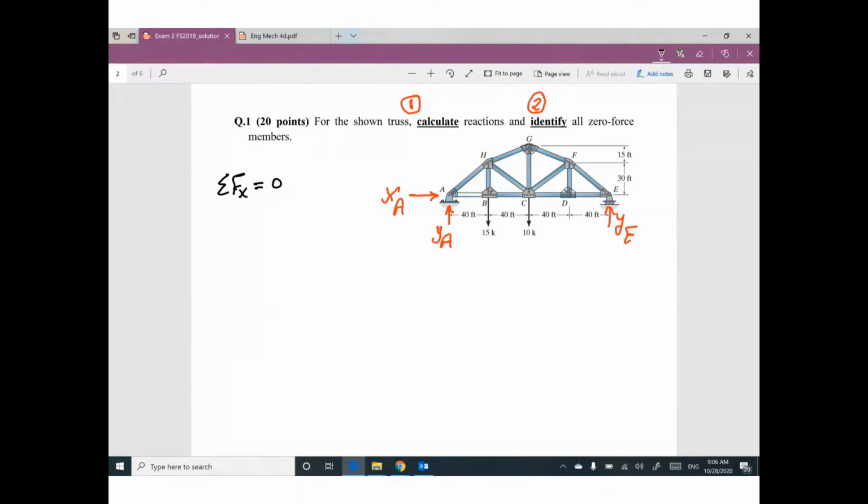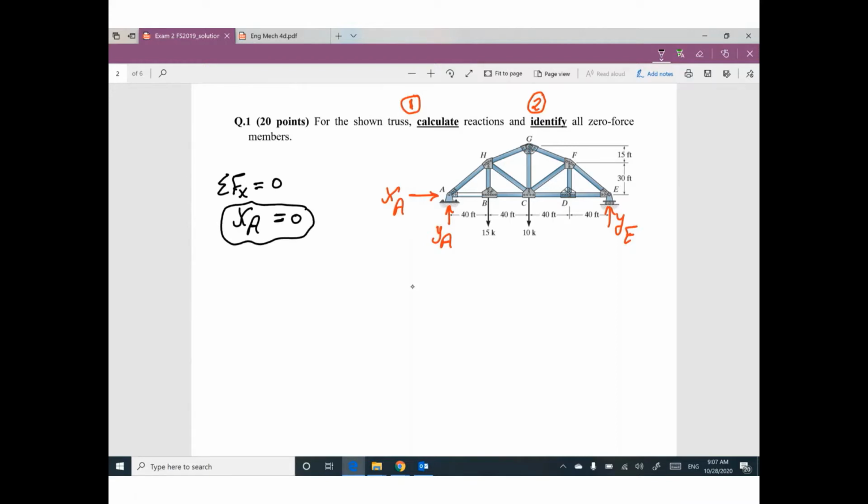Guys, make sure you can calculate reactions before Friday. We have only XA in the X direction, nothing else. So XA will be 0.